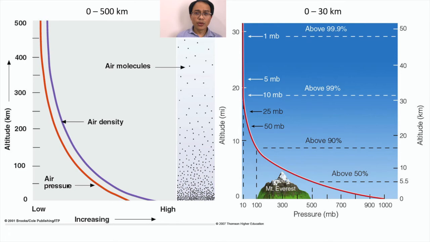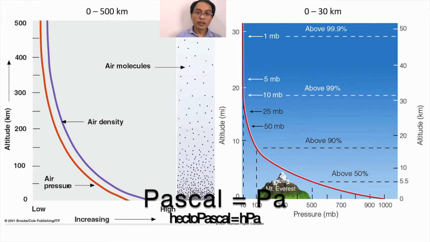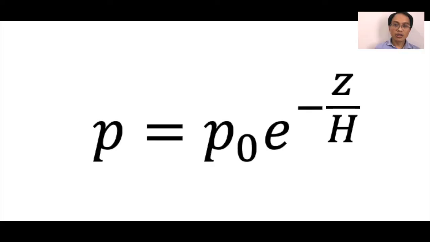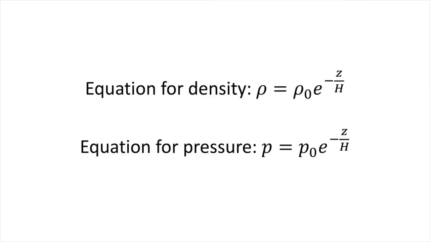Now, altitude, or the height above the surface, is usually reported in the pressure unit of Pascal or hectopascal, or HPA. We calculate the pressure with height using the equation P equals P naught times the exponent of minus Z over H.